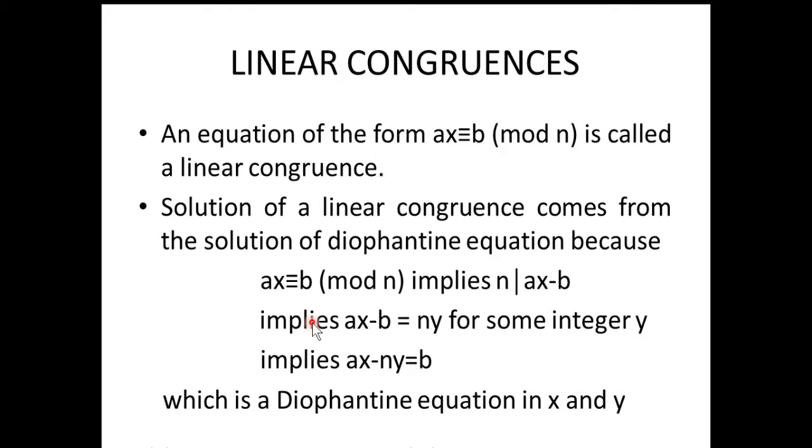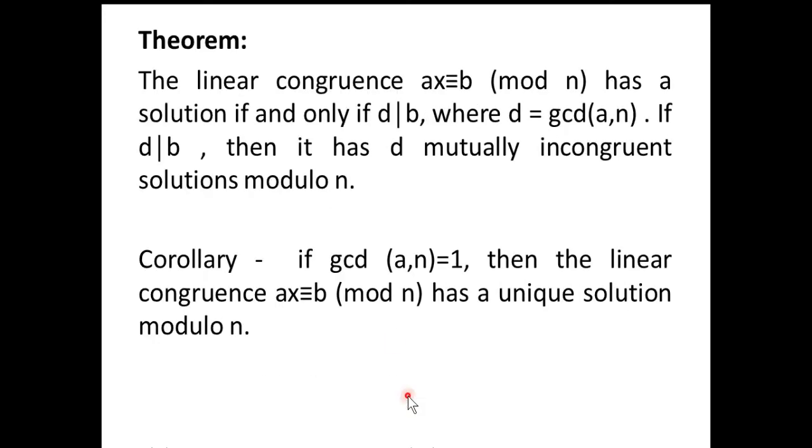Let us see. ax is congruent to b mod n. That means n divides ax minus b. That means you can write ax minus b as n times y for some integer y, and then you take ny to this side and b to the right-hand side. So you just find the Diophantine equation here. You already know how to find a solution of a Diophantine equation. That means finding the solution of a linear congruence is the same as finding the solution of this Diophantine equation, so these two are connected.